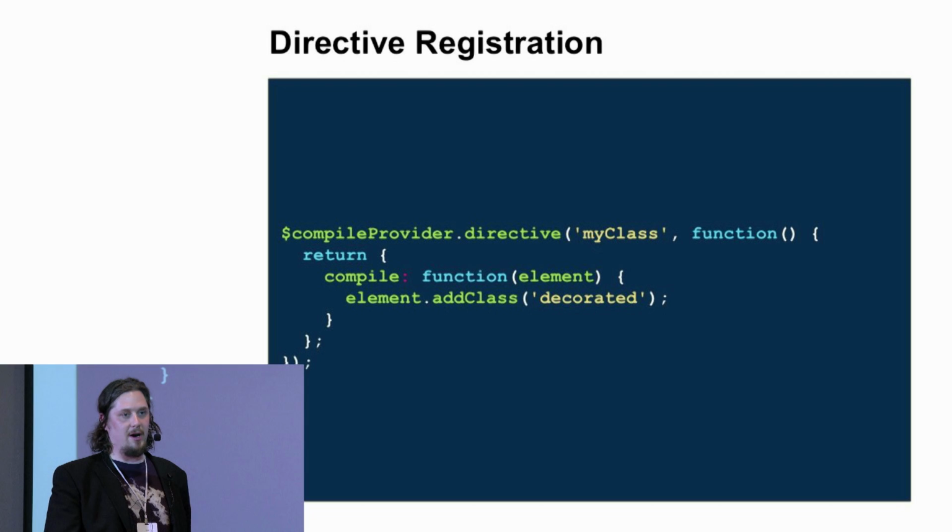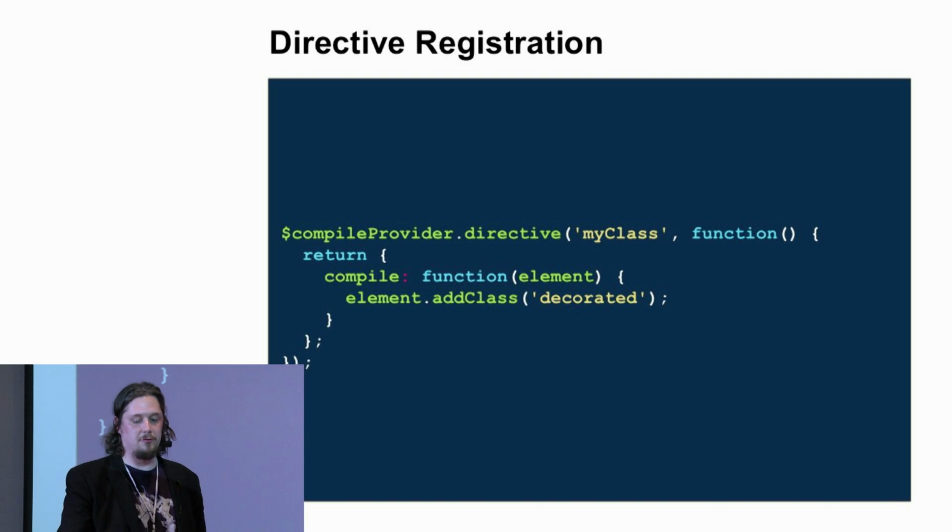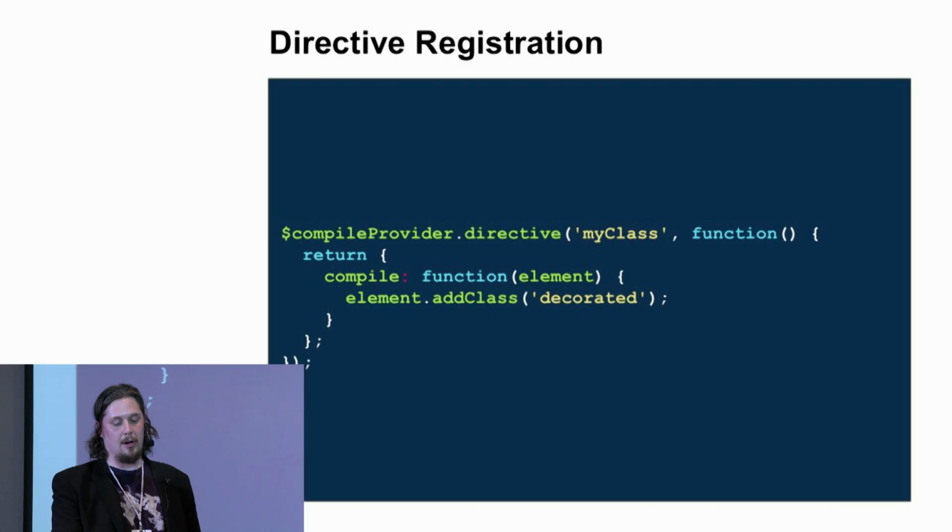So in code it looks something like this. You have this compile provider to which you can register directives, and they have names such as my class here and factory functions, and those factory functions then return the actual directive objects, which are those things that we looked at earlier. This directive object is a simple one. It just has a simple method called compile, which does something to the element. In this case, it just adds a CSS class to it, but it could really do anything to the element: transform it somehow, decorate it, add behavior. But that's the simplest kind of directive you can have.